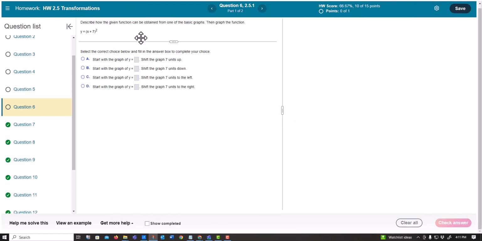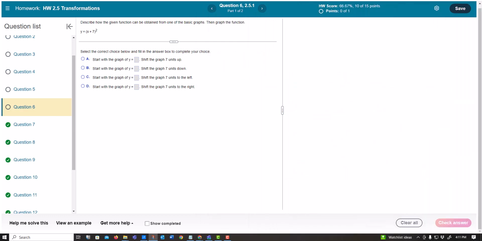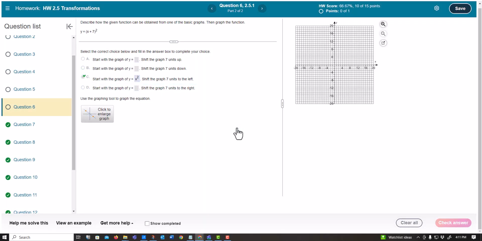So you always start once again with your toolkit function, and I see this is something squared. And so it's simply going to be x squared, but notice that the plus is inside. So this is going to be a horizontal translation left C units. So I am looking for the 7 units to the left, and I am starting with x squared and check my answer.